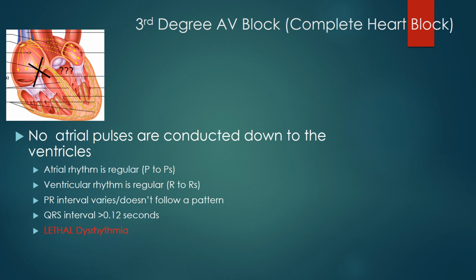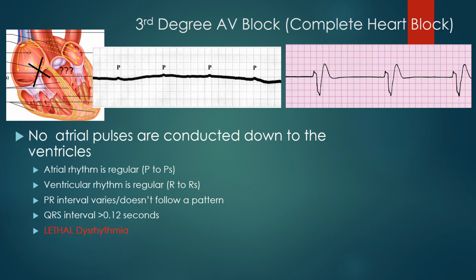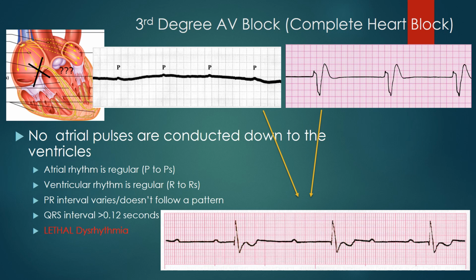And because the signal's coming from the bundle of His, our QRS gets distorted. It's no longer skinny and efficient in less than 0.12 seconds. It's wider and slower. So what does this look like? Well, basically think of it as two hearts, an atrial heart and a ventricular heart, or an atrial rhythm and a slow ventricular rhythm. And they just happen to be sharing the same piece of paper, the same EKG strip.